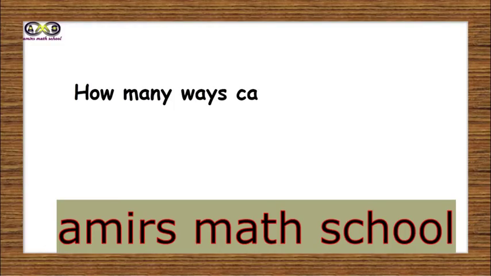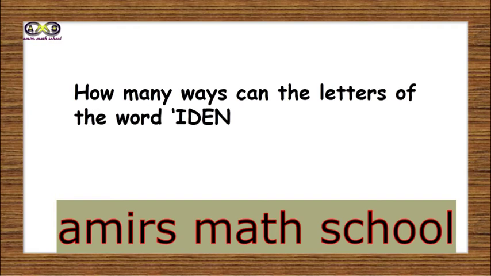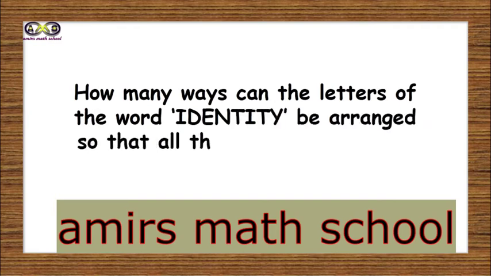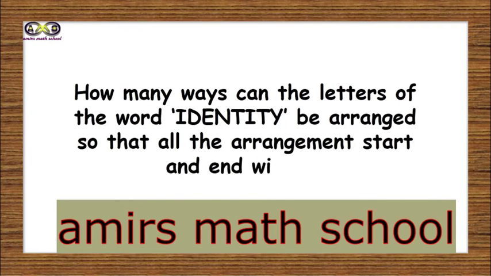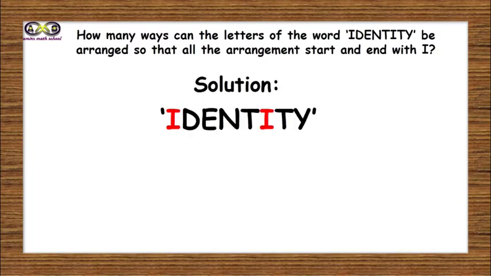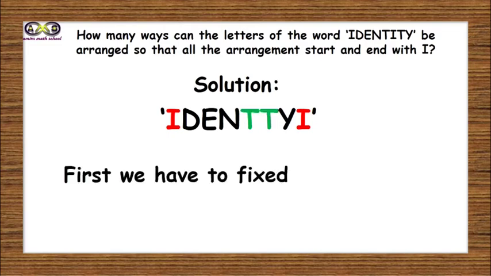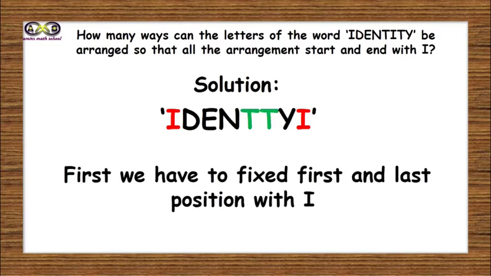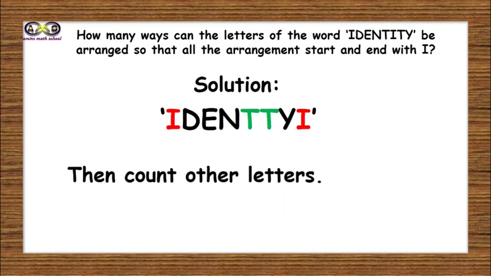How many ways can the letters of the word IDENTITY be arranged so that all the arrangements start and end with the letter I? Let's see the solution. Our given word is IDENTITY. We have to find the arrangements which start and end with I. First, we have to fix the first and the last position with the letter I. Then count the other letters.